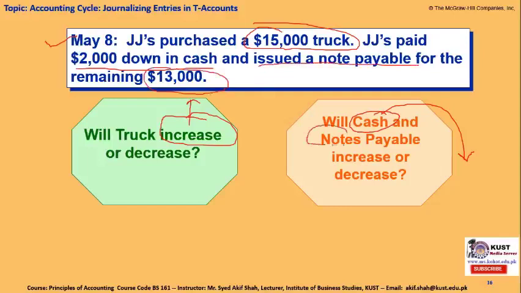So the company will generate a liability, and the company's liability will increase by $13,000. Truck is an asset. When there is an increase in asset, it will be recorded as a debit entry. Cash is an asset, and when there is a decrease in cash, it is recorded as a credit. Notes payable is a liability. The rule states that when there is an increase in liability, it is recorded as a credit. So let's see how we do that.